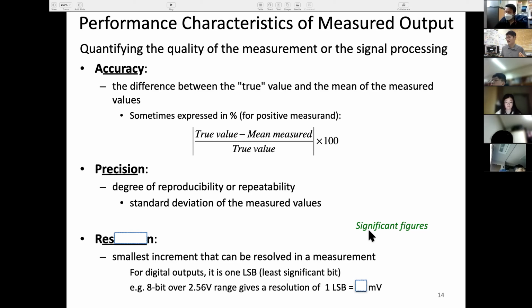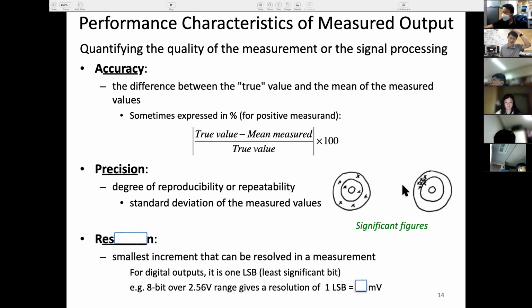So in that case, significant figure actually matters. All right, so this picture only shows which ones are more precise. I will get back to this again. So for this, your instrument, you have to tell how small differences you can pick up. That we call a resolution. Okay, so that's defined as the smallest increment that can be resolved in a measurement.